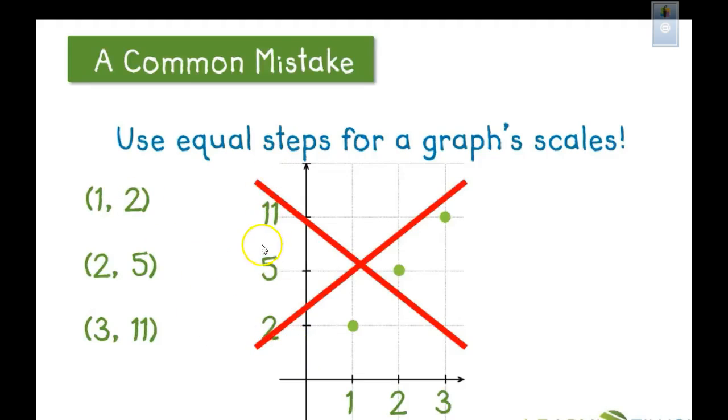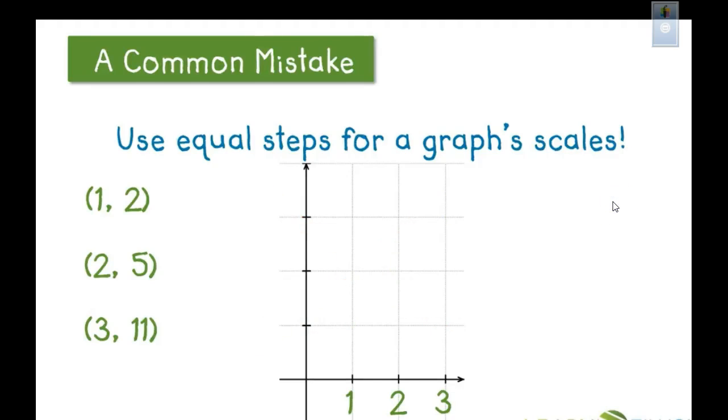So it is really important that you set a constant scale. You either go up by 2s, you go up by 5s, you go up by 1s. Just like these are going by 1s, this has to be a constant, okay? You can't use the numbers that are given in your points. What you need to do is to count by equal steps. For example, count by 4s, 4, 8, 12. Counting by 4s gets us past 11, which is the largest y-coordinate we need to plot.